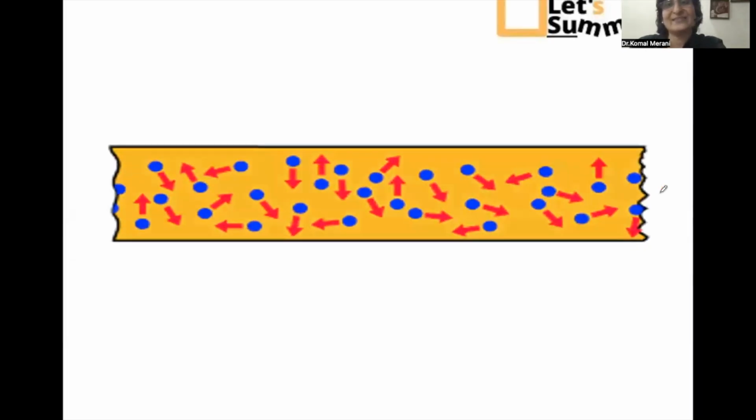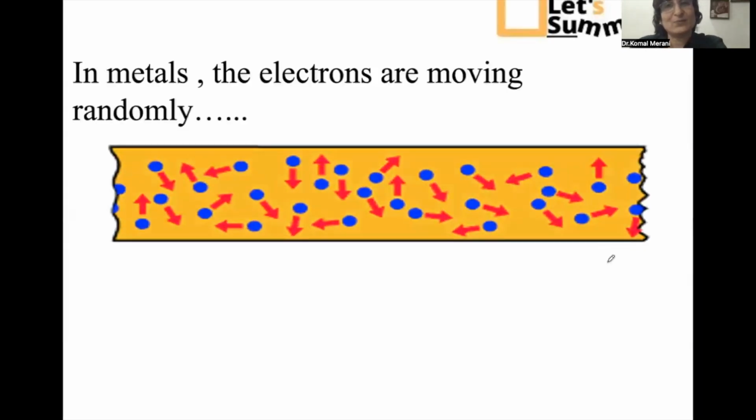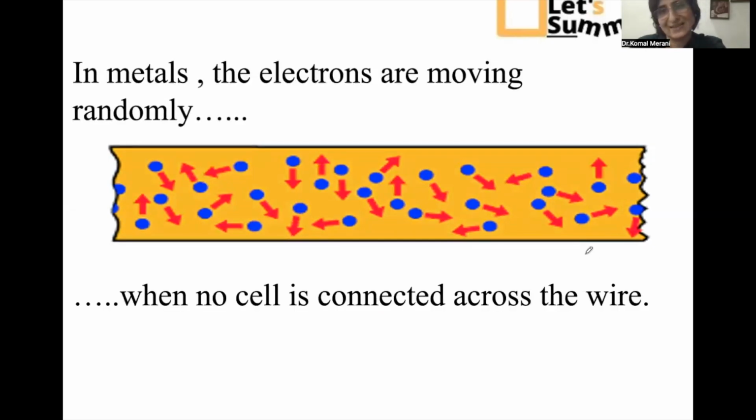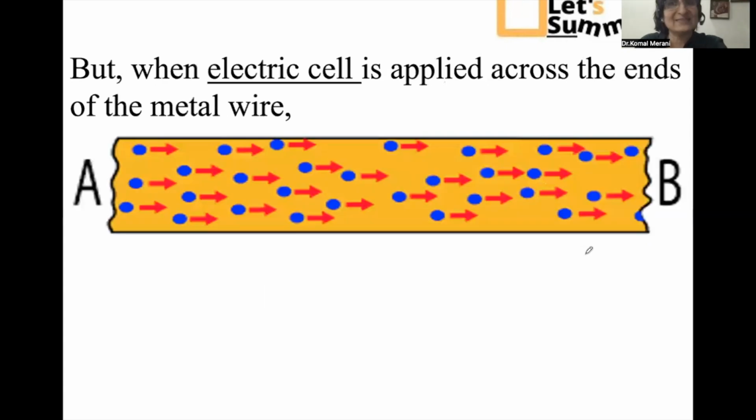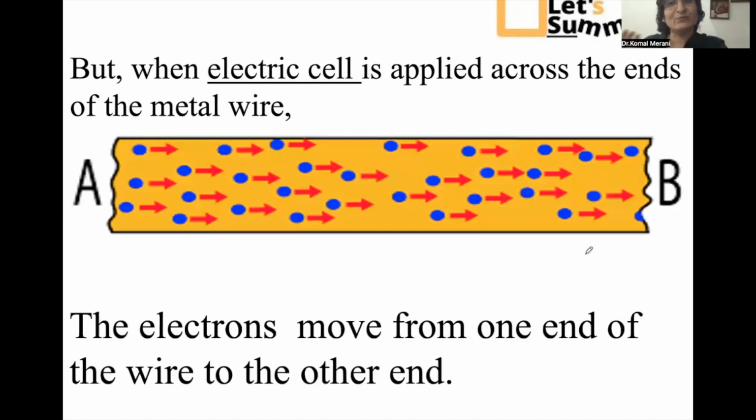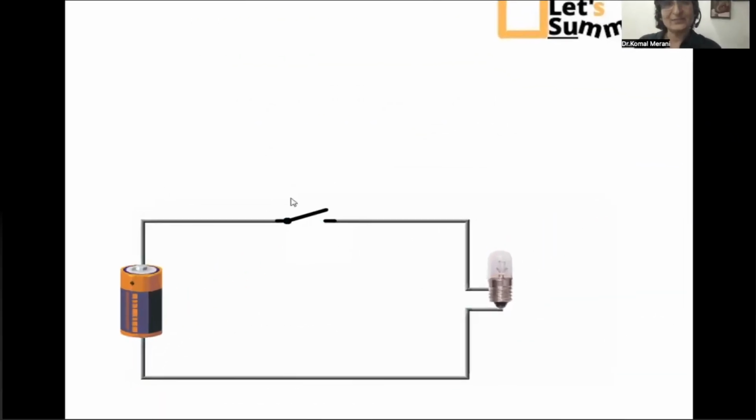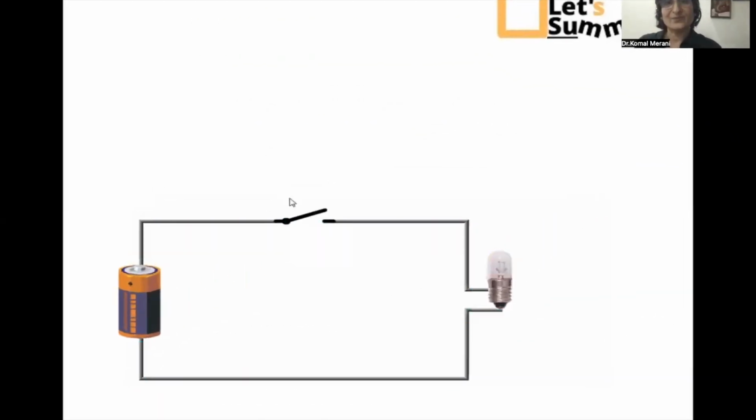So let's summarize again. Here we have the metal wire. Electrons are moving randomly when no cell is connected across the wire. When you just have a plain wire, if you touch the wire, do you get a shock? Not at all. But when cell is applied across the metal wire, these electrons are streamlined. They move from one end of the wire to the other end, from cathode to anode. Let's summarize more.